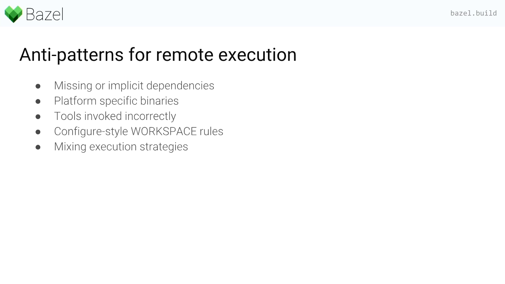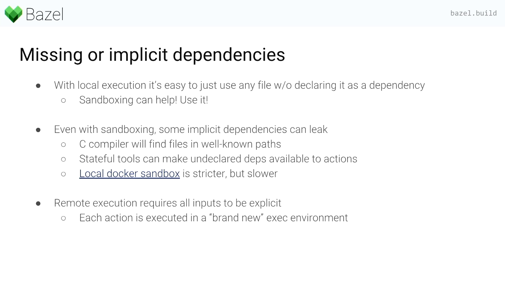So this is just a list of these issues that I showed you a couple of slides ago. We call them anti-patterns. And we're going to go through each one of these in the upcoming slides. So the first one is missing implicit dependencies. This one is the easiest issue that we have seen, that basically every project that we try to onboard to remote execution has one or another action that is doing this.